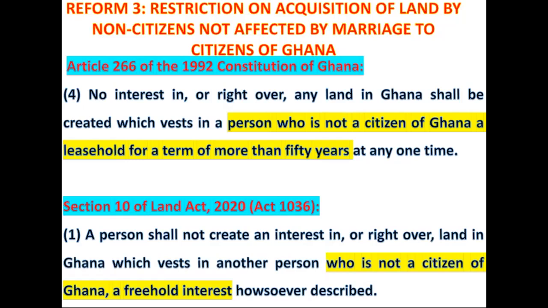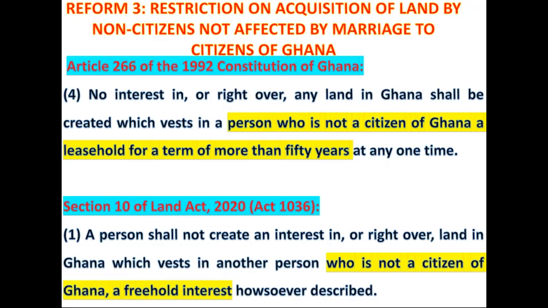The next reform we shall look at is the restriction on the acquisition of land by non-citizens. Under Article 266 of the 1992 Constitution of Ghana, Clause 4 reads that no interest in or right over any land in Ghana shall be created which vests in a person who is not a citizen of Ghana a leasehold for a term of more than 50 years at one time.